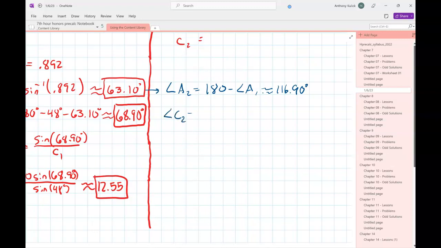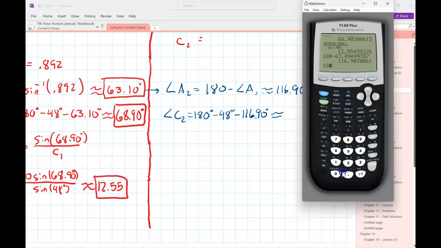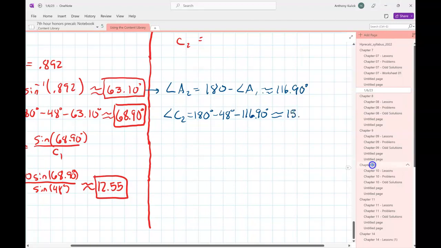Now to get angle C, well, that's easy now. I know angle B and I know angle A. So I can just use the triangle sum theorem. Common mistake I'll see students make is they'll use the supplement for both angles, not what you want to do. Only the supplement for the first angle you found, and then you're using the triangle sum theorem after that. So I get 15.10.